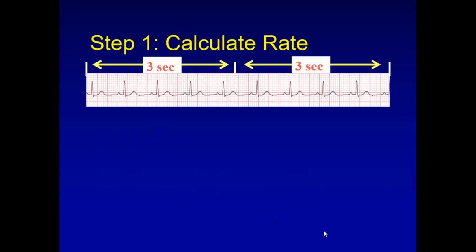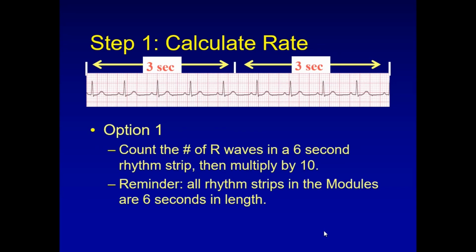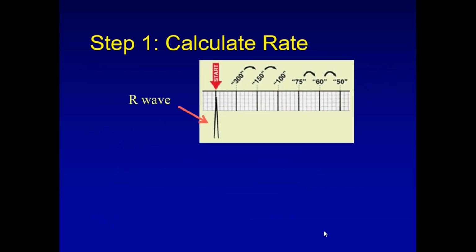First step, calculate the rate. Rate can be calculated with ECG in two ways. Option 1 is to count the number of R waves in a 6-second ECG strip and multiply by 10. All the ECG strips we use in the modules are 6 seconds in length. Now see the ECG strip and count the R waves. It's 9. So 9 multiplied by 10 equals 90 beats per minute.